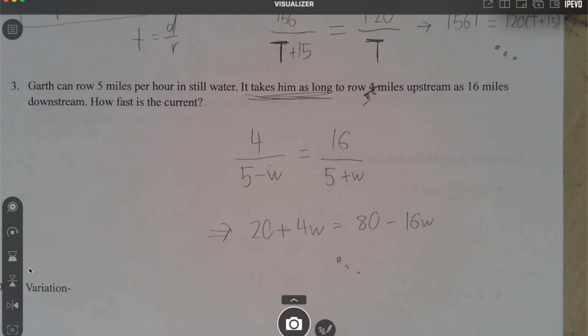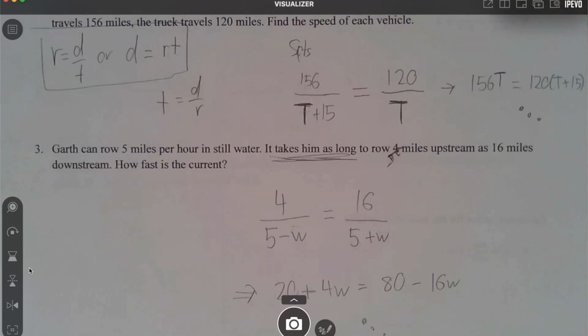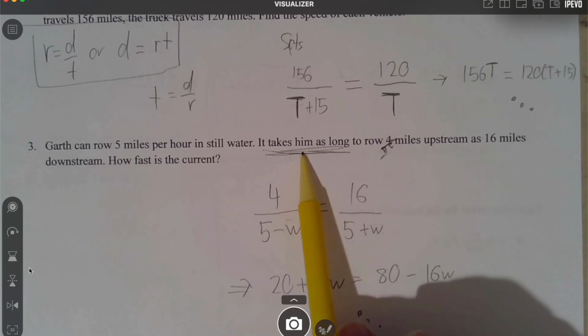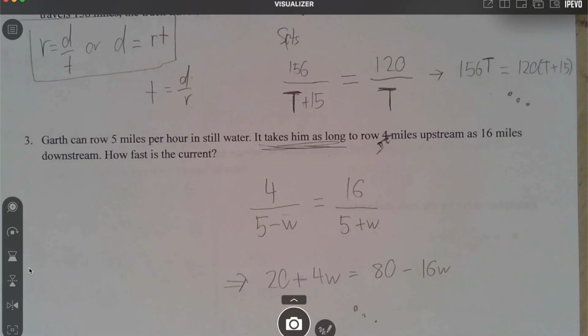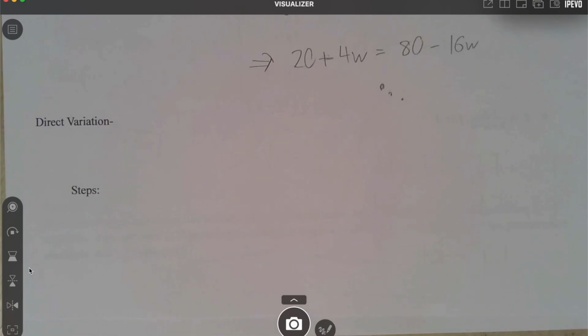But really, the main thing is in the setup. What I want you to notice is both of them had this in the same time prompt. So both of them are doing this D over R relationship. Okay. The last concept we need to cover is variation.